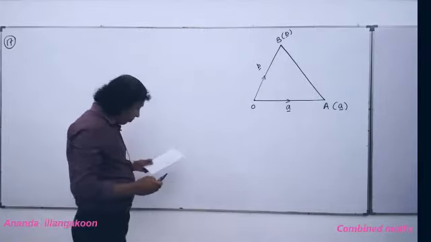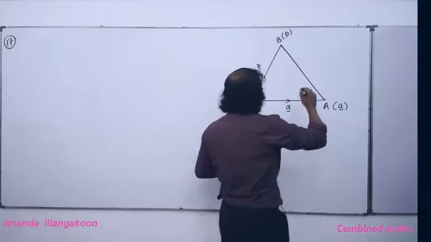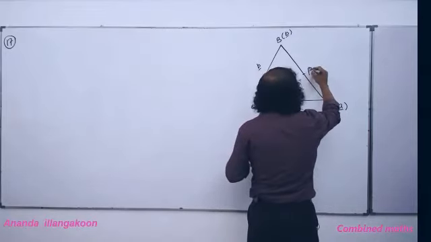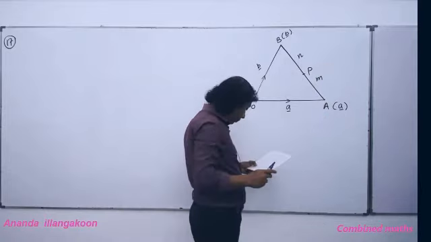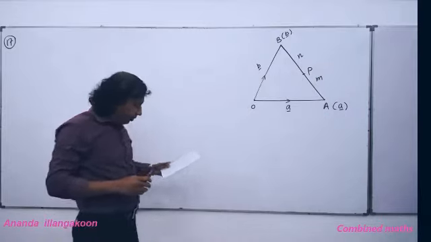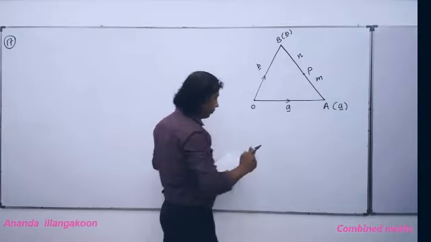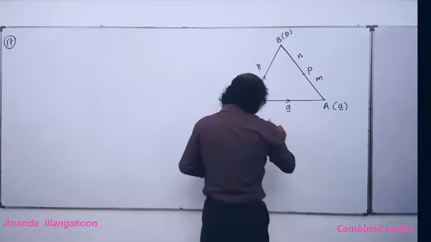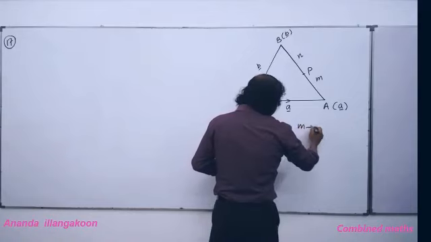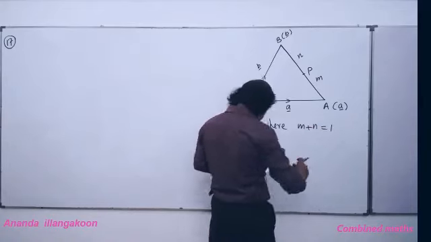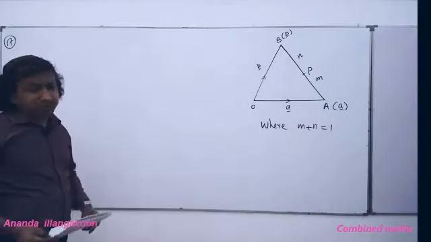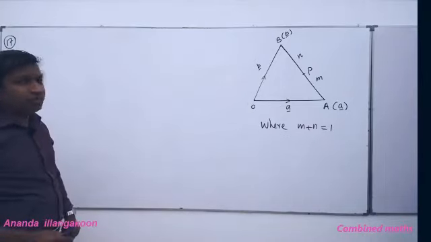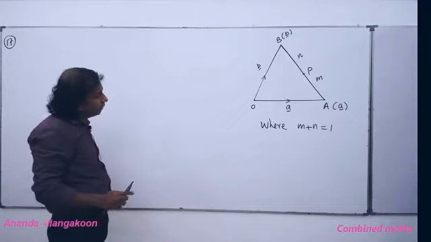AP to PB ratio is M is to N, where M plus N equals 1, so that the position vector of P is Ma plus Nb. Right. That's very easy, people. We can take it like this.